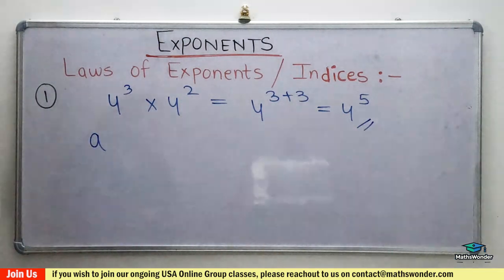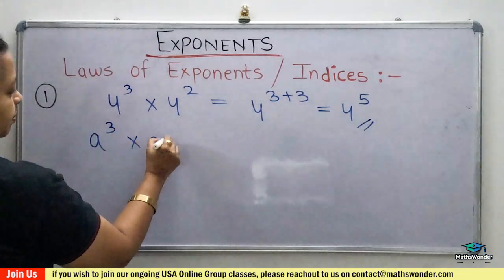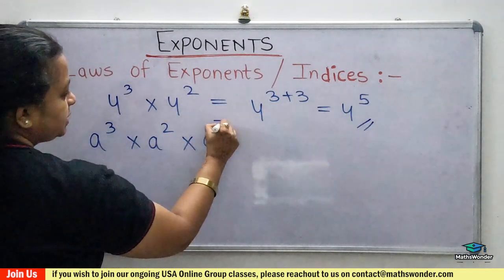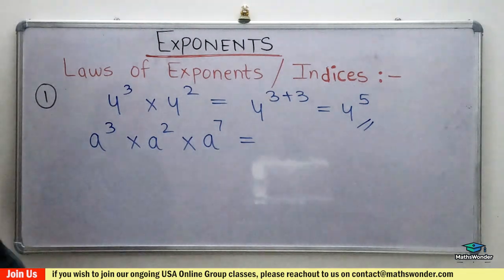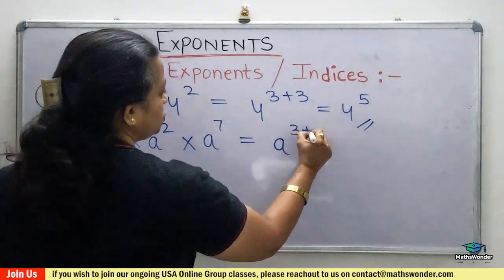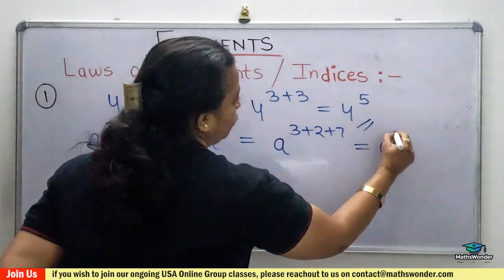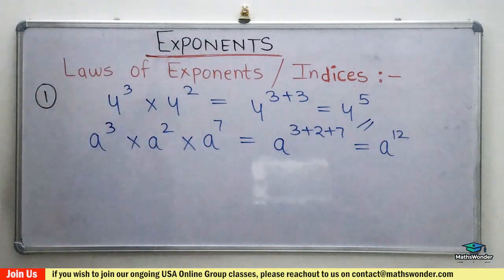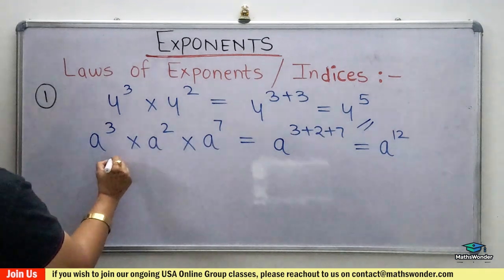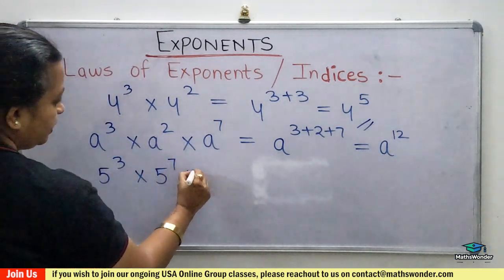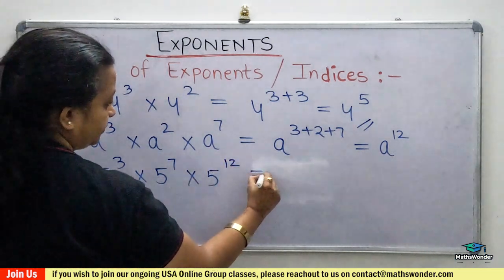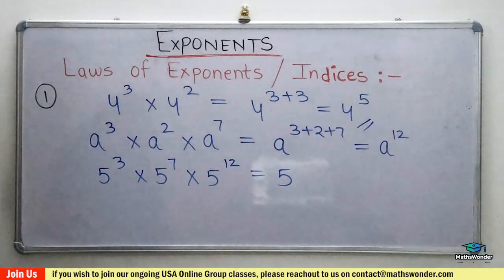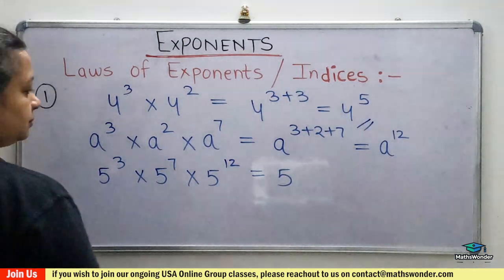And the same thing is given in 3 terms. Is it okay? So a raised to the power 3, a raised to the power 2, a raised to the power 7. So there are three terms, but the base is the same. So 3 plus 2 plus 7, which is 12. Understood? Same: 5 raised to the power 3, 5 raised to the power 7, and 5 raised to the power 12. Then, it's 22.